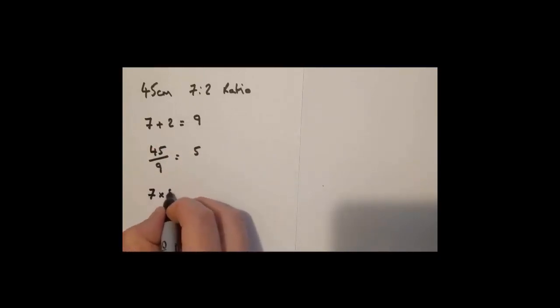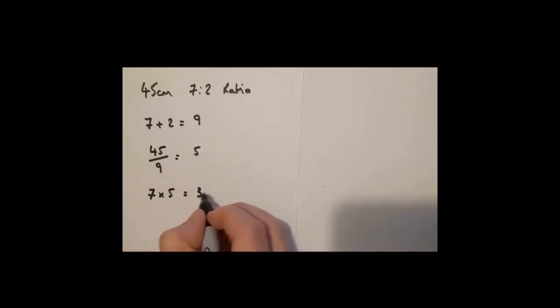And then we can work out this according to each ratio. So one ratio is 7, so 7 lots of 5 is 35 centimeters, and the other is 2, so 2 lots of 5 is 10 centimeters. When we add them together, we should get back to the total amount that we started with.